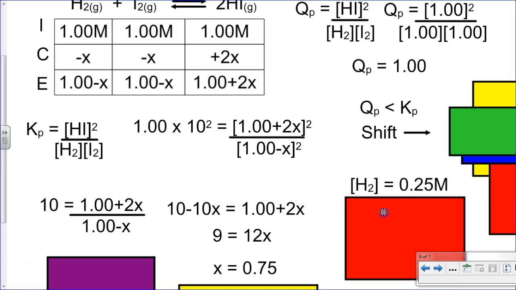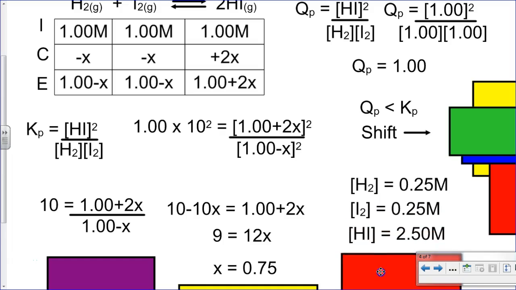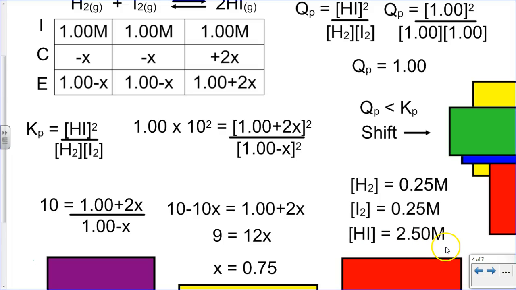Let me rearrange my boxes, sorry. Okay, x minus 0.75 gives you 0.25. And then 1 plus 2x will give you 2.5 molar.